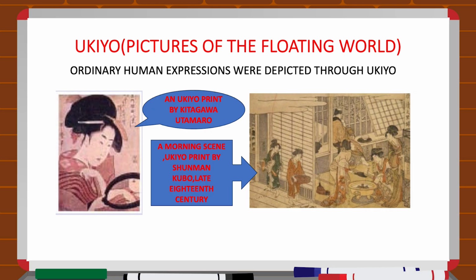In the late 18th century, in the flourishing urban circles at Edo, later to be known as Tokyo, illustrated collections of paintings depicted an elegant urban culture. Ukiyo, pictures of the floating world. Ordinary human expressions were depicted through ukiyo. You can see a ukiyo print by Kitagawa Utamaro. A morning scene is shown here. Ukiyo print by Shunman Kubo, late 18th century, he made this.